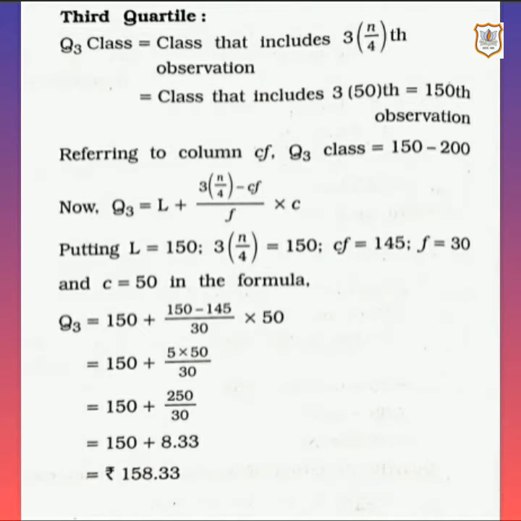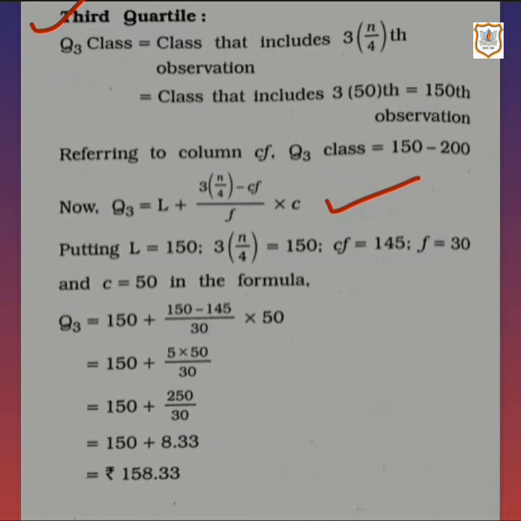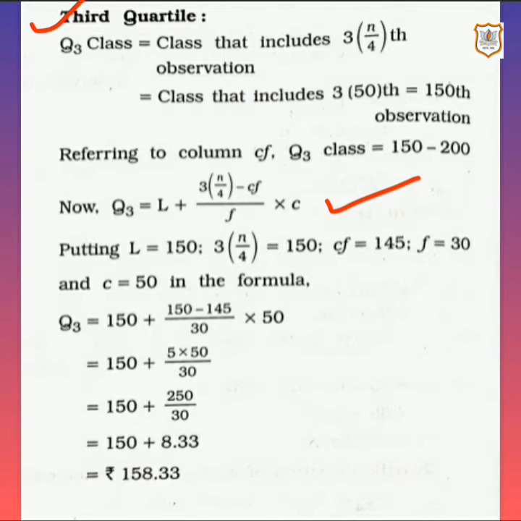So now we'll find third quartile, that is Q3. As it's a continuous frequency distribution sum, the formula for Q3 will be L plus 3n by 4 minus CF upon F into C. So first we are going to find 3n by 4. N by 4 is 200 divided by 4, that gives 50. So 3 multiplied by 50 is 150th observation. In the column of CF, we have to check where the 150th observation lies. It lies in the class 150 to 200.